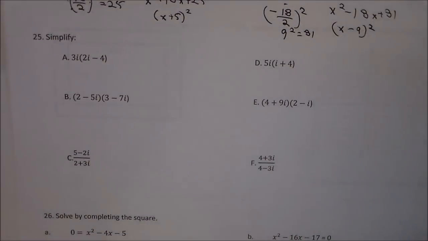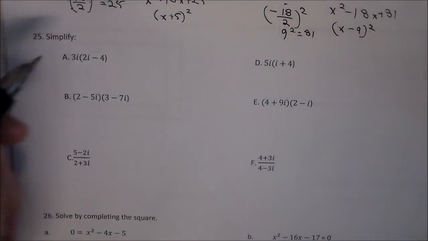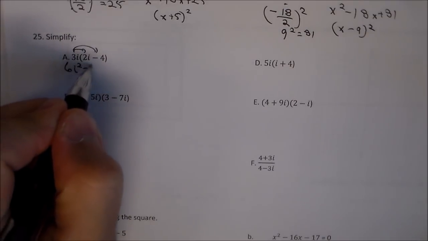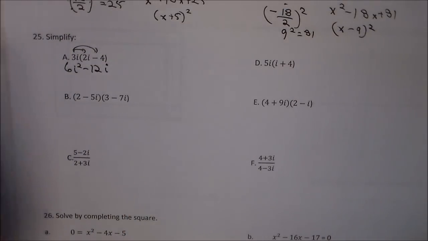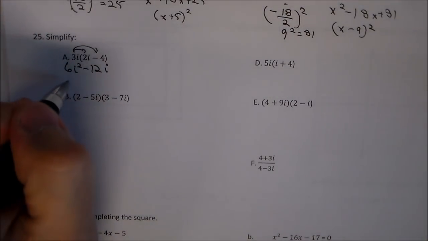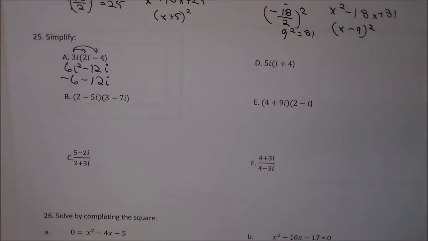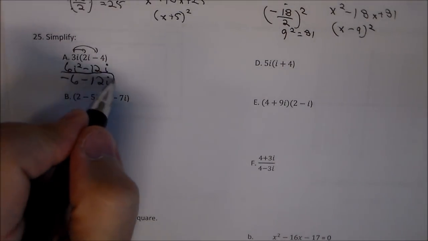Next, we move on to imaginary numbers. So first off, I'm going to distribute on part A. I get 6i squared minus 12i. Now, i squared becomes negative 1. So this is going to be negative 6 minus 12i. And that's simplified down. We'll leave it as that.